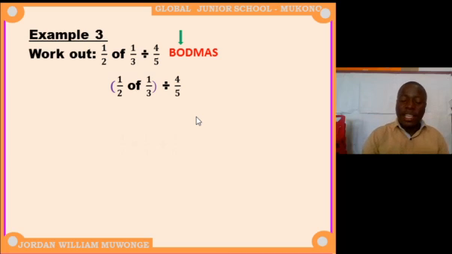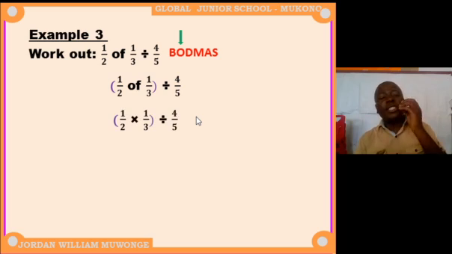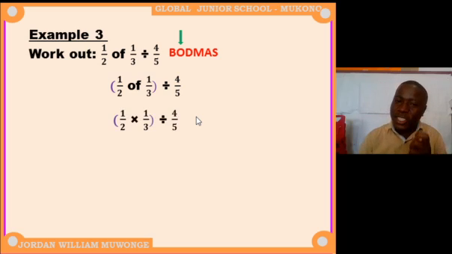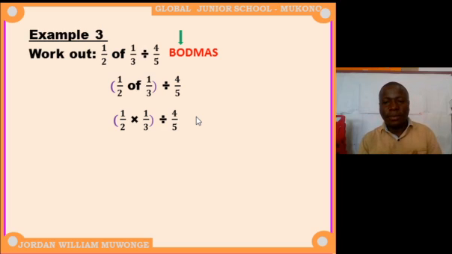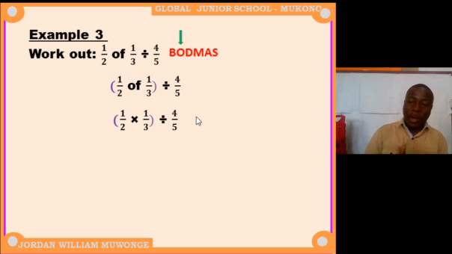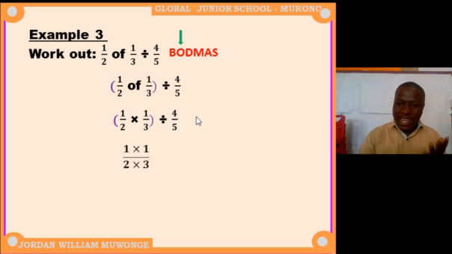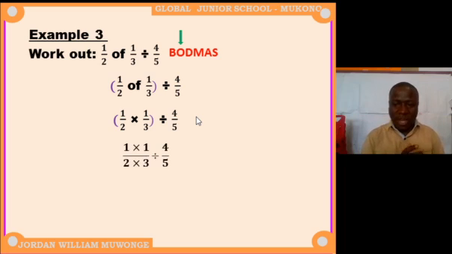So boys and girls, that word of must be substituted by a multiplication sign, as you can see in the next step. So this means that we are having a half times a third. Good. Then divide by 4 out of 5. Next, let's multiply numerators alone in that. 1 times 1 out of 2 times 3. Don't forget to bring divide by 4 out of 5.